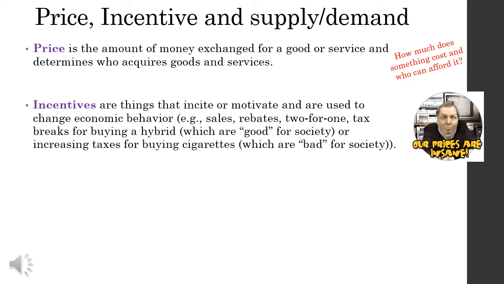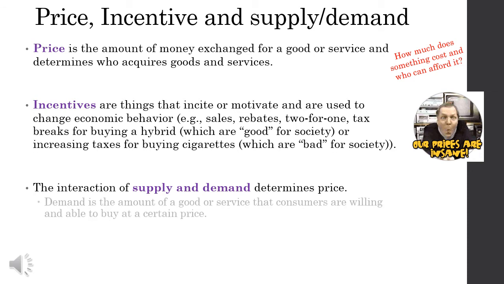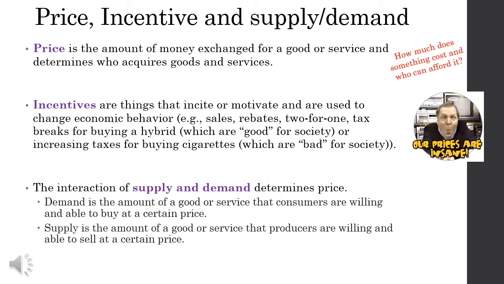Another thing you're going to learn about economics, there's a lot of charts. And the first chart you're going to look at is the interaction of supply and demand and how it determines price. Let's define these two terms first. Demand is the amount of a good or service that consumers are willing and able to buy at a certain price. So that video game costs so much, I can buy that video game because I've got the ability to do it. Supply is the amount of a good or service that producers are willing and able to sell at a certain price. The people who make the video games say, we can make 10,000 video games and sell it at this price in order for that to work for us.